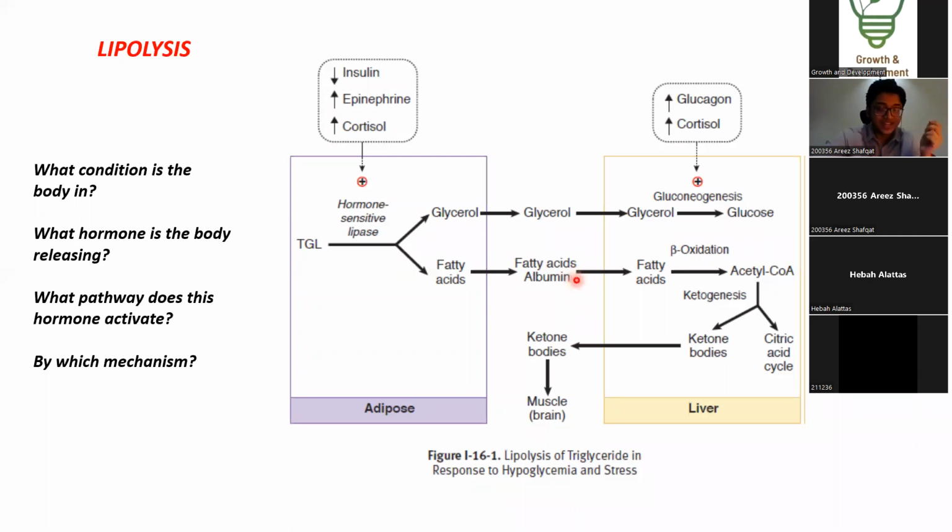However, because fatty acids are hydrophobic and bound to albumin, they cannot cross the blood-brain barrier. That means the brain cannot use fatty acids. That means in starvation, the body must find a way to supply energy to the brain. How does it do this? It makes these fatty acids into ketone bodies. Ketone bodies are soluble, so they can cross the blood-brain barrier, and in this way the brain can utilize ketone bodies. Does that make sense?